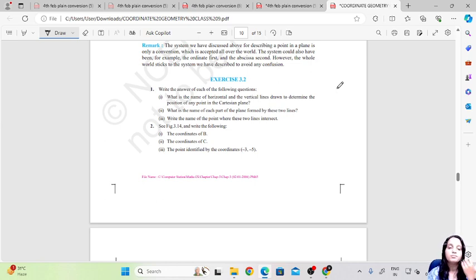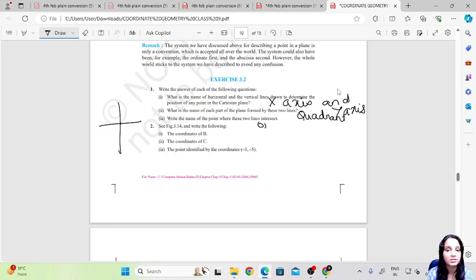Okay. What is the name of the horizontal and the vertical axis drawn to determine the position of any point, the x-axis and y-axis? Then what is the name of each part of the plane formed by these two lines? That is called quadrant. Just now explained you, right? So there are four quadrants. What is the name of the point where these two lines intersect? Okay, see, this line and this line meet at 0, 0. So this point is called origin.